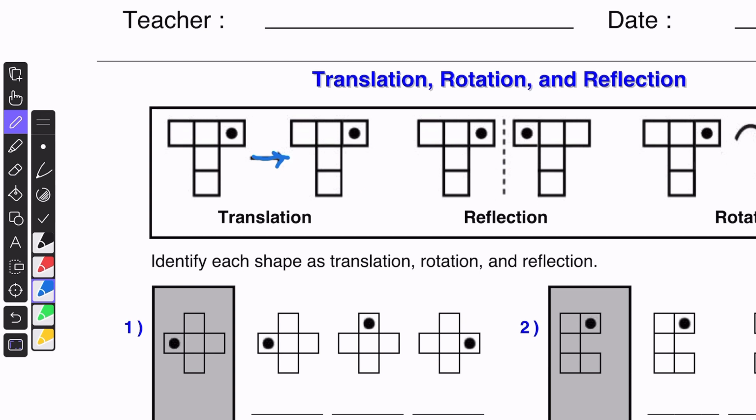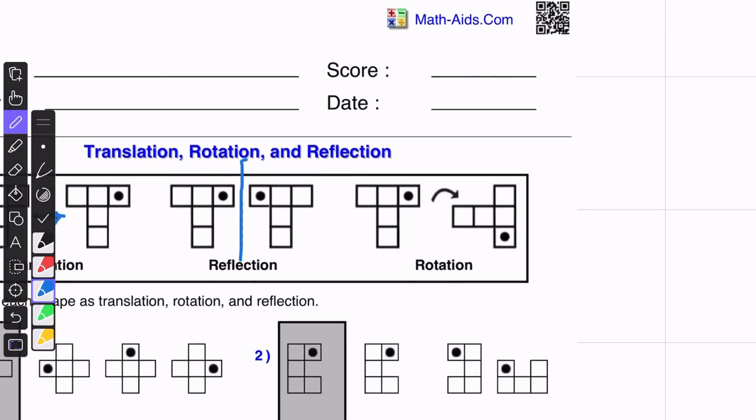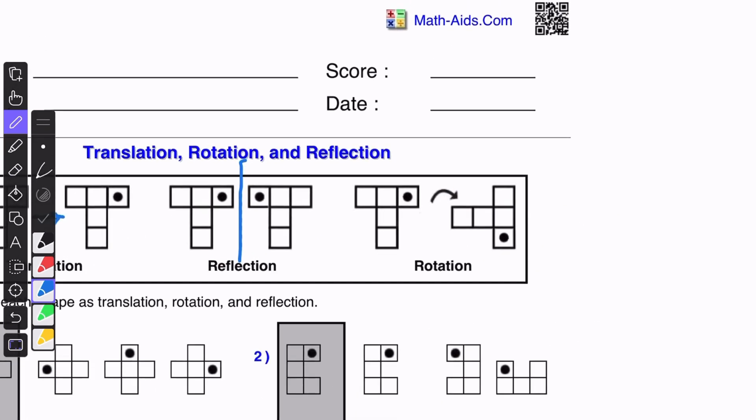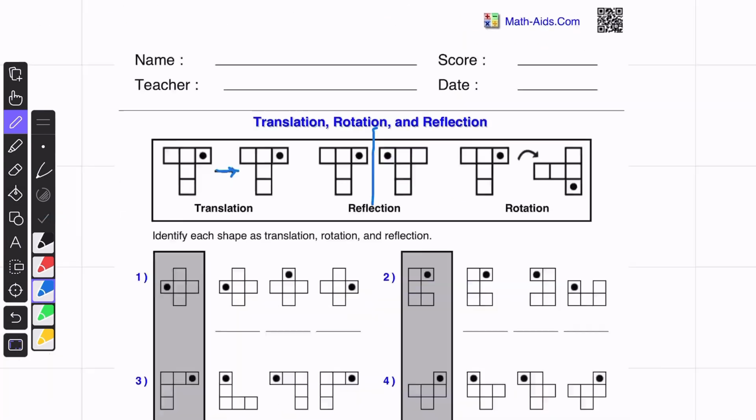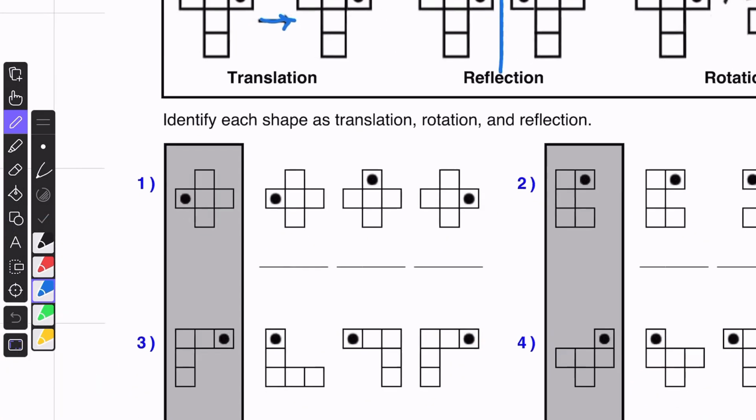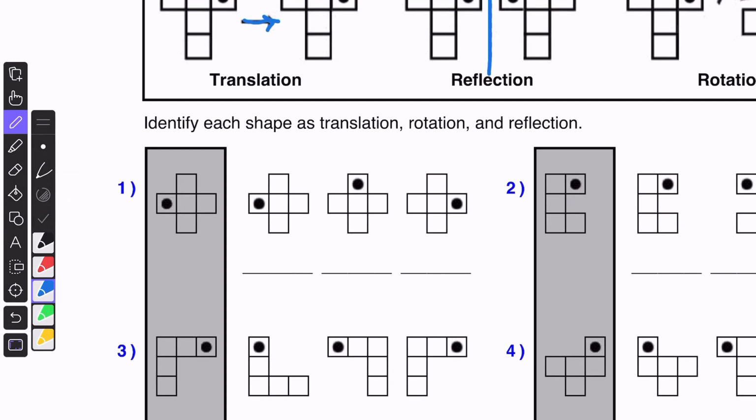Next, reflection. You have a sort of axis. It can be Y or X, but I think in this one they're doing Y. So it's like a mirror. You're basically going to flip it the opposite way. So like say you have a piece of paper, you're going to flip it, and that's the image that it should create. And then rotation, you're just going to take the entire image and rotate it counterclockwise or clockwise. So identify each shape as translation, rotation, or reflection.